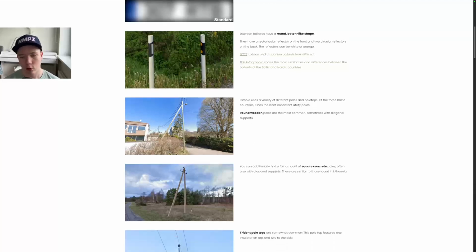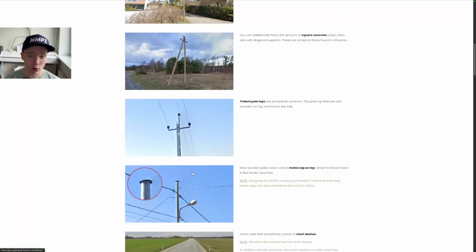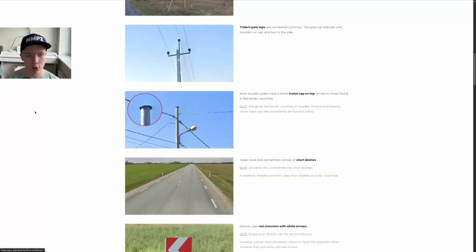So these square concrete poles, and they can be with these diagonal supports, so they're called A-frame poles. A lot of different poles. You can't really learn them too much. You can get round wooden poles, concrete poles, sometimes even metal poles. Not really, for these utility poles you don't really get metal poles. But trident pole, you can see it. Not too common, I would say, but you can see that for sure.